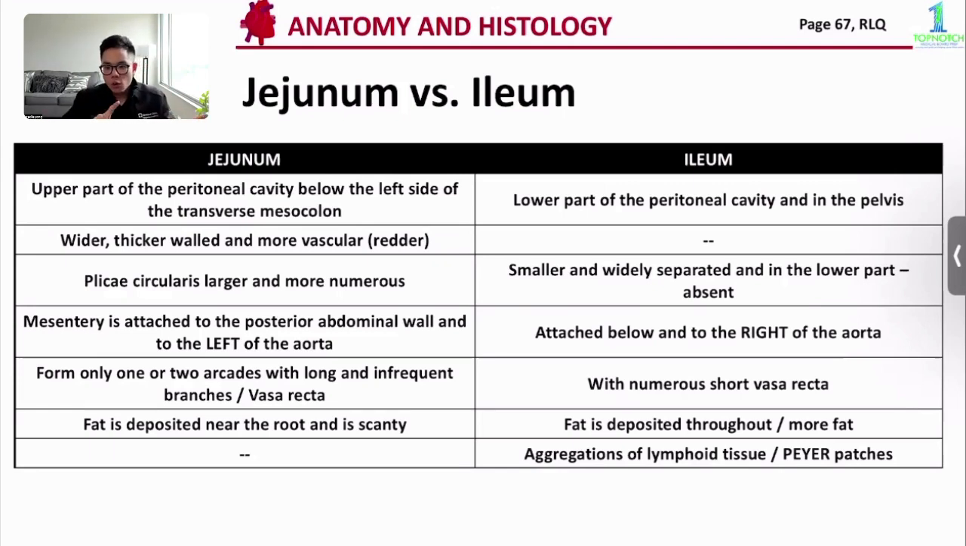And that being said, when you go to the ileum, you would expect thinner walls because it doesn't absorb as much. You would have dirt there, which is your fat depositions, more fatty substances within the layers of your ileum. Not only that, there are aggregations of lymphoid tissue, and that makes sense because you're dumping dirt there, and the body would need to protect itself from these potential pathogens. Okay, that's how I remember it.